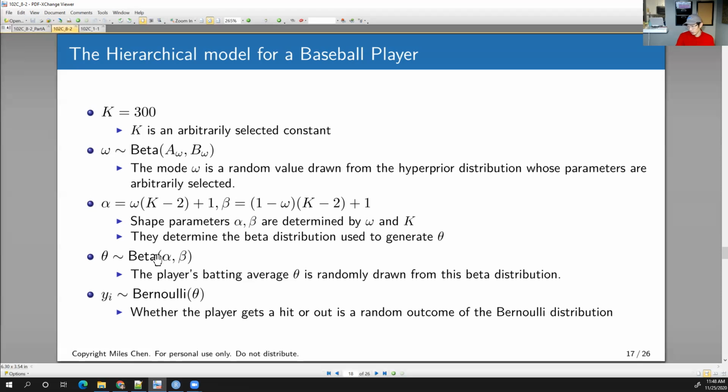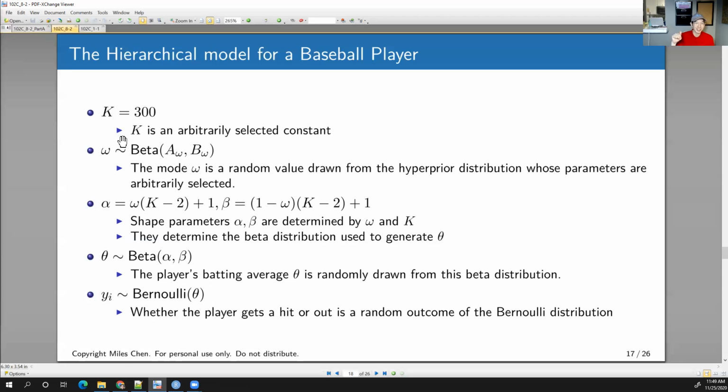And these terms go into the prior distribution for theta. So the prior distribution for theta will be a beta with shape parameters alpha and beta. So theta comes from the beta distribution. And when we look at the actual data values, the data values are just whether the player got a hit or they got an out. Those are just Bernoulli draws. Those are basically coin flips, okay? And so the y sub i values are Bernoulli draws with parameter theta.